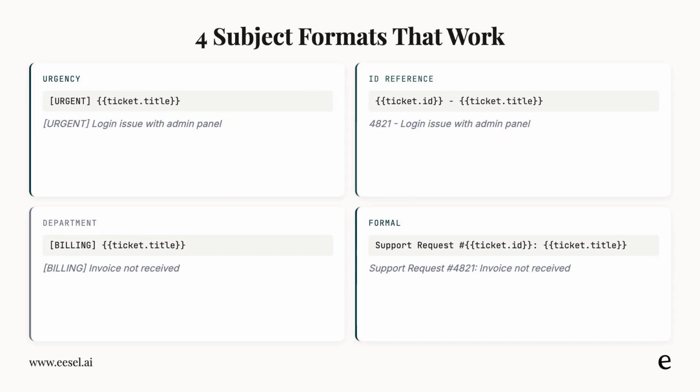Add an urgency tag as a prefix. Prepend the ticket ID for easy cross-reference. Tag by department for routing. Or use a fully standardized format for formal support queues. You can also combine any of these using multiple placeholders in one format string.